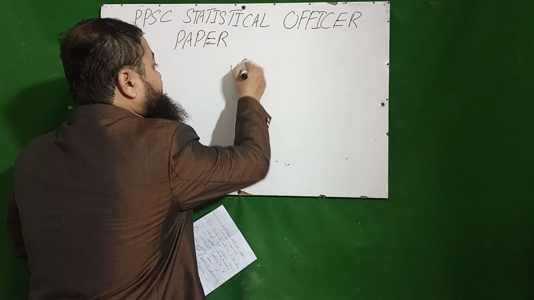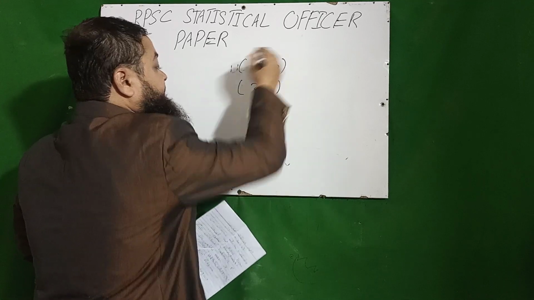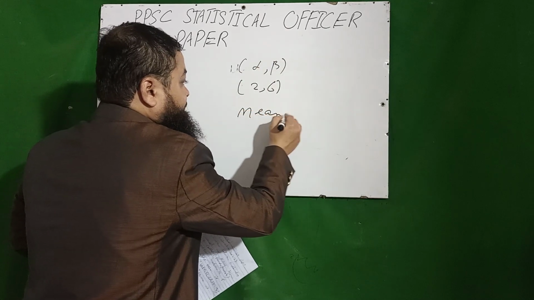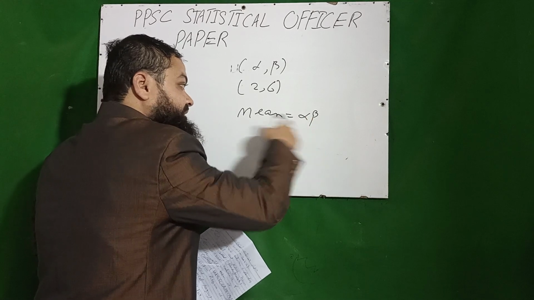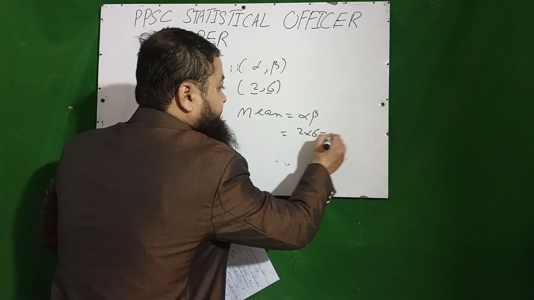Next question is very important. If a variable follows gamma distribution, its two parameters are alpha and beta, and in the exam the parameters are 2 and 6. The question is: what is the variance? I will discuss its mean first of all. Its mean is alpha beta. If the question in the paper comes about the mean, that will be alpha beta, 2 multiplied by 6, that will be 12.